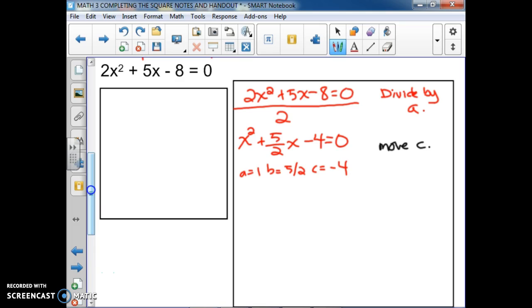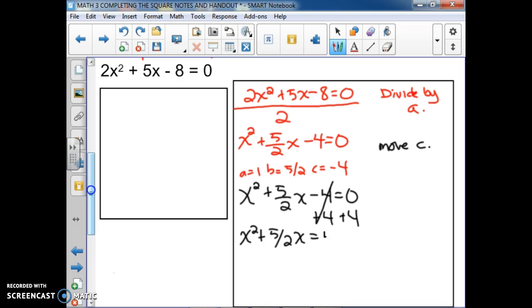So we're going to move c. I'm going to add 4 to both sides. These 4's will cancel out, and I have x squared plus 5 over 2x equals 4. Now it's time to complete the square.